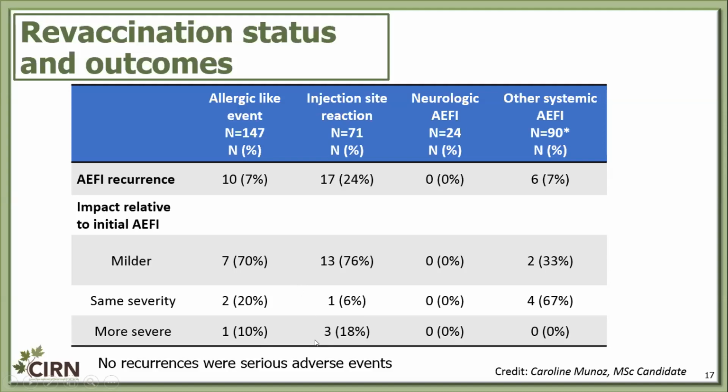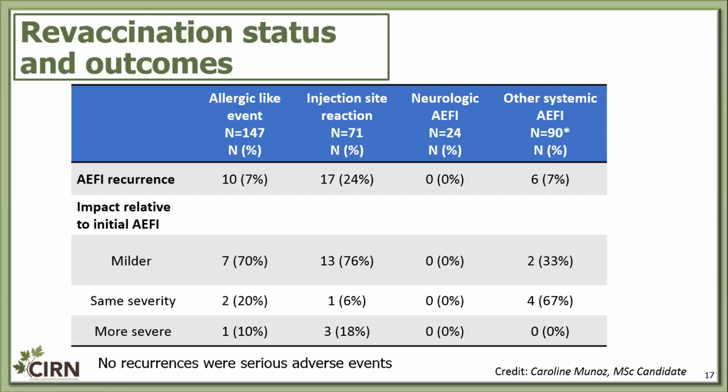Here lower in the table, we captured how severe the event was relative to the initial adverse event. And again, most of these recurrences were milder than the initial adverse event. There was only one case of an allergic event that was more severe than the first event. Some of the other systemic events were similar severity.